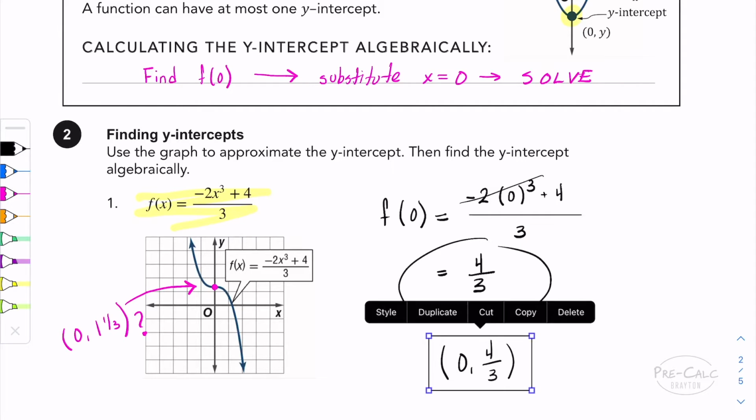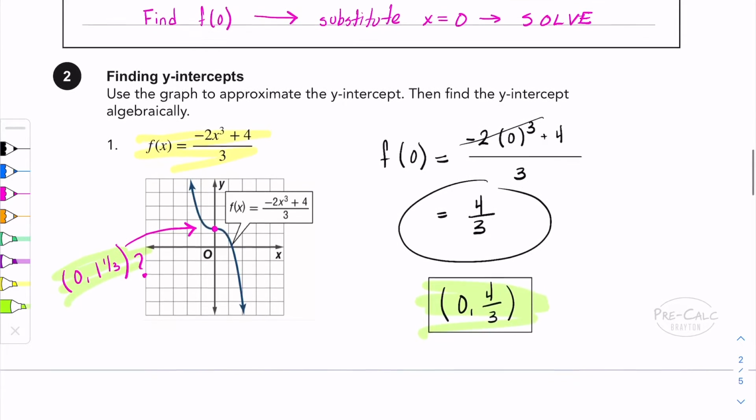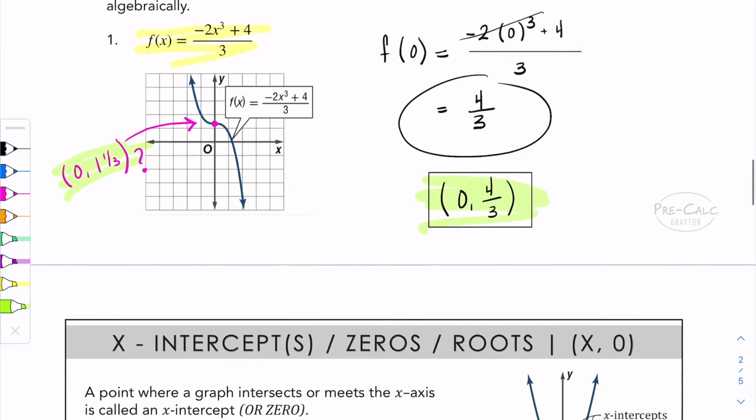So our approximation, or what we guessed to begin with over here, is the same thing as the point we found algebraically. Now that might not always happen. Sometimes you might be a little bit off, and that's perfectly fine. Algebra is always the most accurate, but looking at a graph is helpful as well.